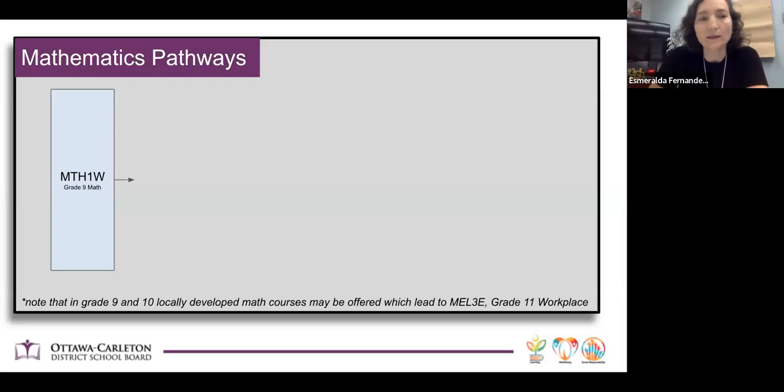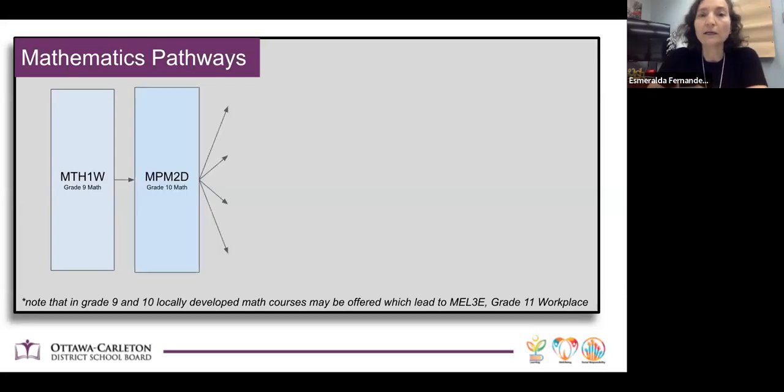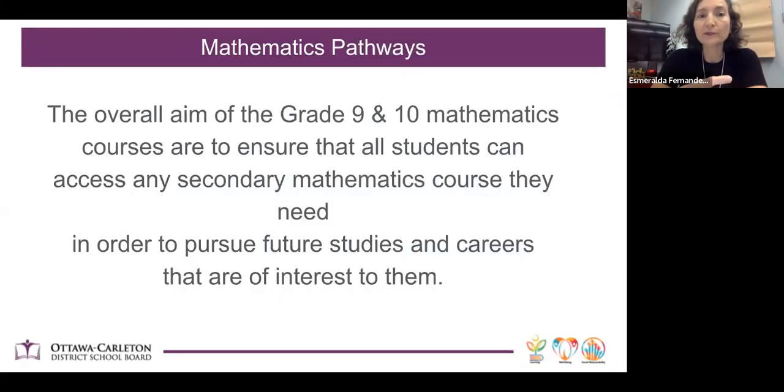So after grade 9, they'll go into grade 10. And the idea behind everyone taking grade 9 and 10 is to give them choice. So they all have the same learning experiences. And then once they reach grade 10, they're a little bit older, they can actually choose which math program they need to go into based on what their future studies might involve.